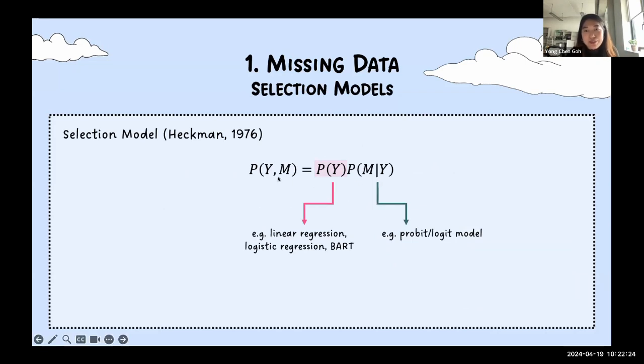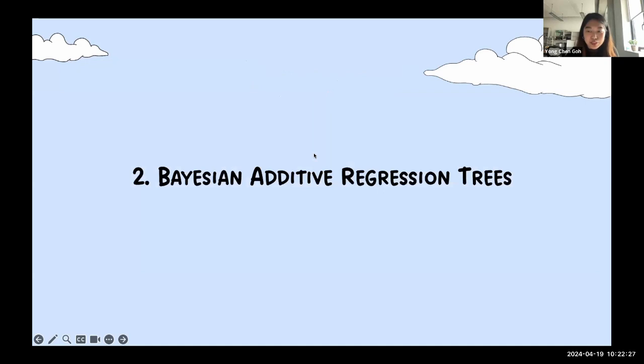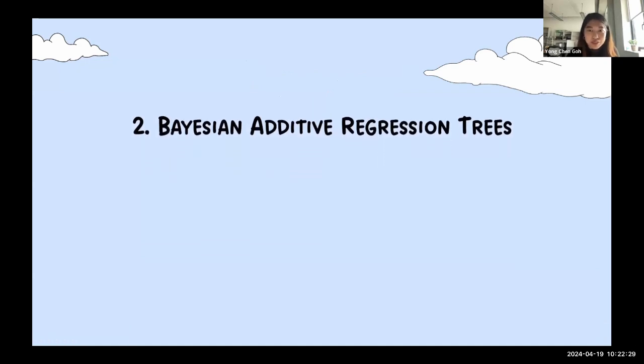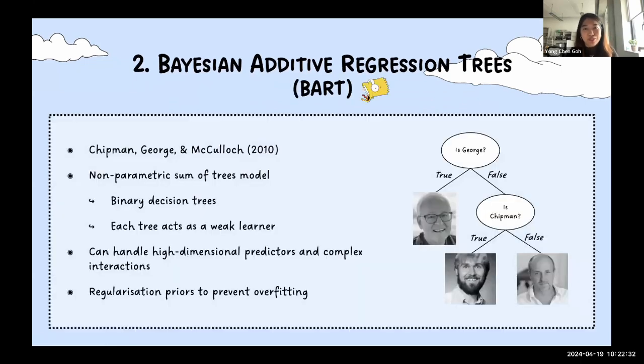Next I'm going to talk about the data model, which follows a BART model. Bayesian additive regression trees, also known as BART, was developed by Chipman, George, and McCulloch. It is basically a non-parametric sum of trees model made up of an ensemble of binary decision trees, where each tree acts as a weak learner for the overall model. BART is known to be able to handle high-dimensional predictors and complex interactions between them, and it also has regularization priors to prevent overfitting.